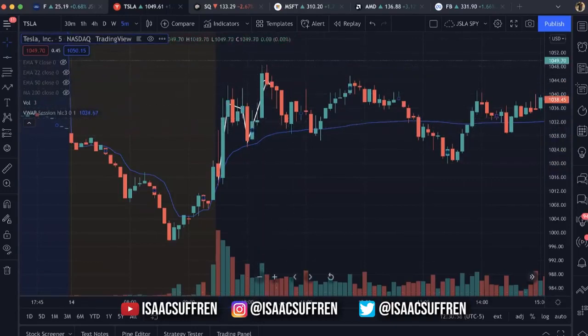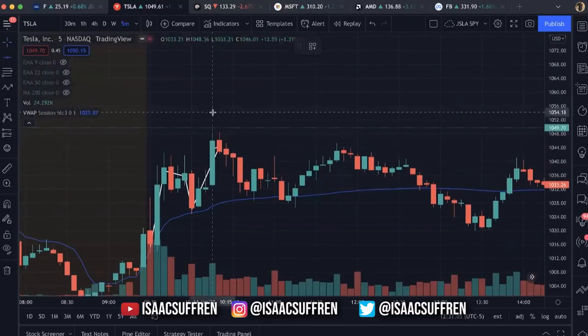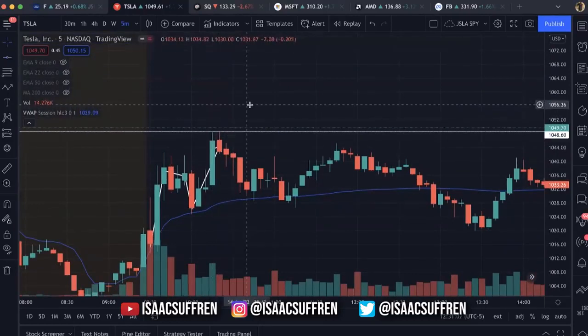And then we have, let me zoom in a little bit. We have some clear resistance. This candle couldn't break this level. This candle couldn't break this level. This is my exit. I am obviously exiting right here.